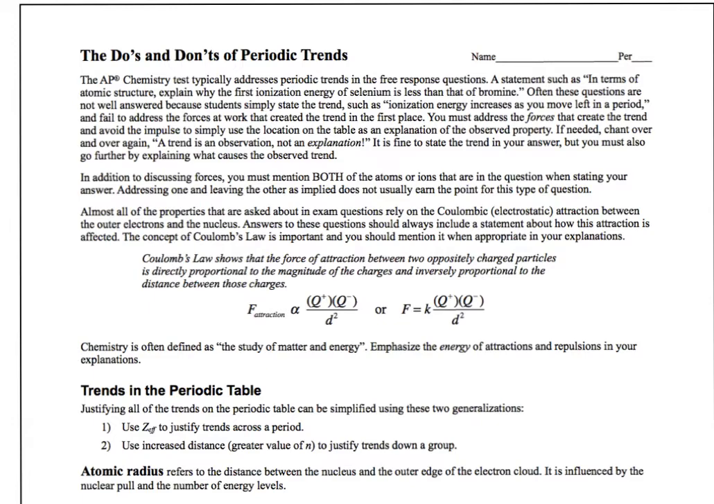I just want to talk about a few things and we'll go over it more in depth in class as well. But you're probably going to see periodic trends on a free response question, probably multiple choice too, but this is really focusing on the justify your answer or explain your reasoning. So you might see things like this.